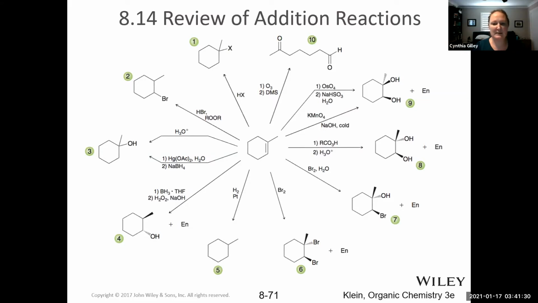And hopefully that makes sense, because you will need all of these reactions this upcoming semester. They're going to be important when we do multi-step synthesis problems. So you need to know these reagents and what they do. Okay, so please do that.